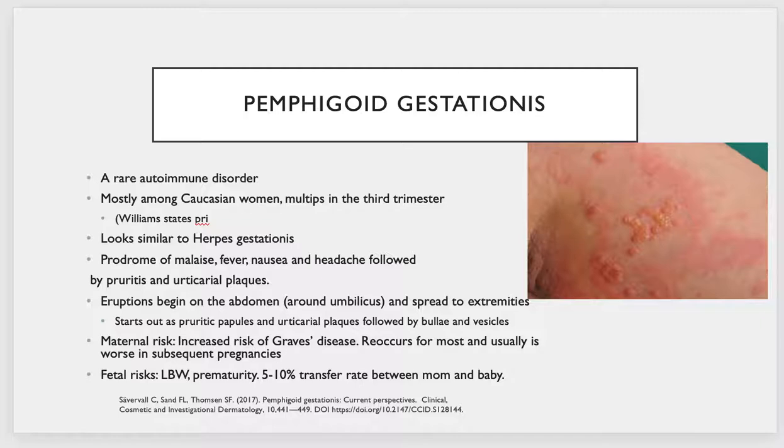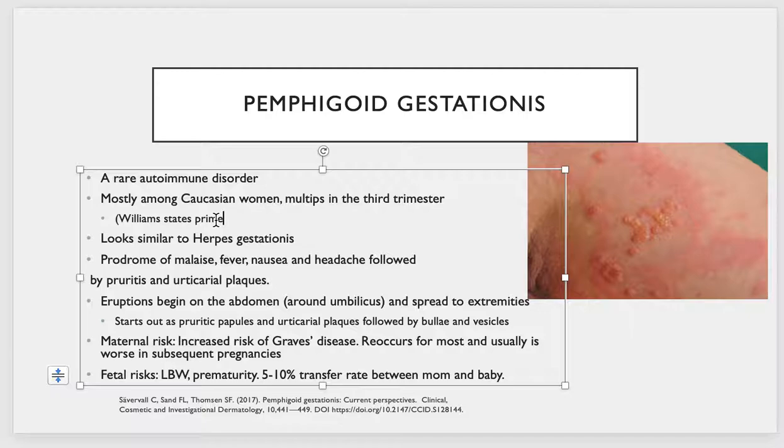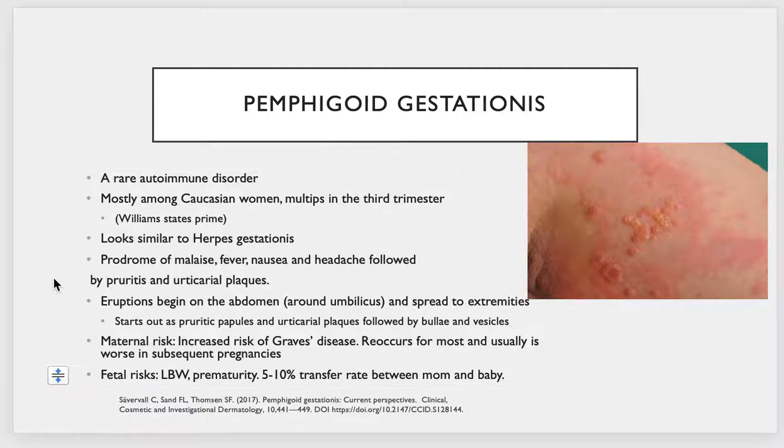Like you can see from this picture, it has that kind of herpes vesicle look to it, but it's not. It has nothing to do with it. It's not even in the same family. It's most likely seen among Caucasian women and multips in the 3rd trimester. However, when you're reading your Williams text, Williams does say that it happens most often in primeps in the 1st trimester, but all of the other literature that I've read says multips in the 3rd trimester, and that is not what the rest of the literature says.